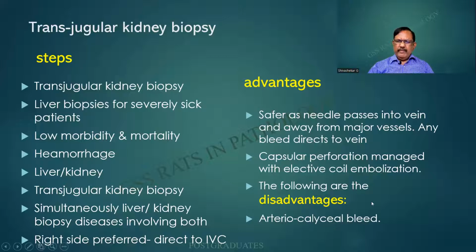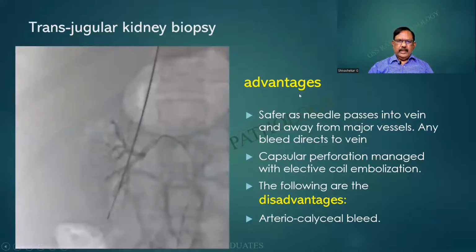The following are the disadvantages. Arterial and calyceal bleeding. And look at this. Somewhere from the top, it is reaching down. I'm able to see the multiple blood vessels. Of course, the shadow of the kidney is seen. A transjugular at the lower pole again. Great.